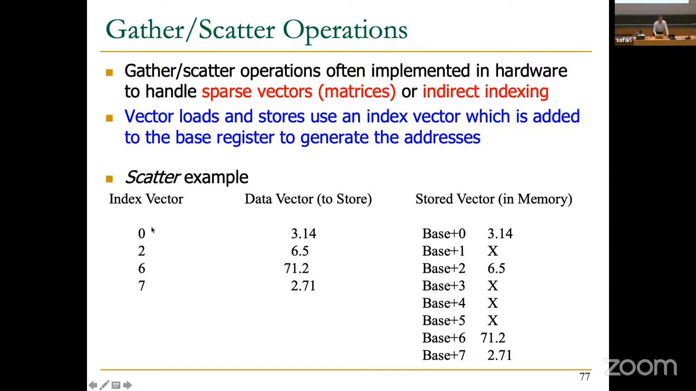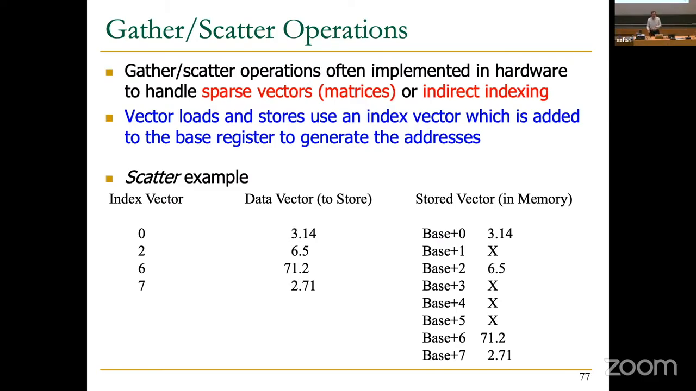And this vector store takes a base address and adds it to the element of the index vector, calculates the address, and stores the data over there. Basically, you're scattering the data using this vector scatter store operation. That makes sense, hopefully, right?